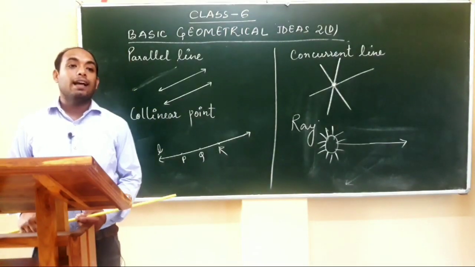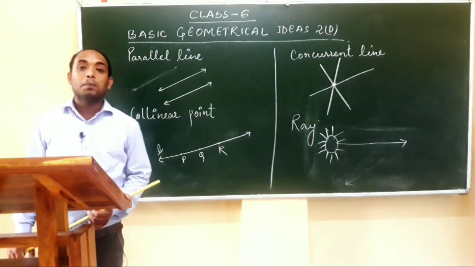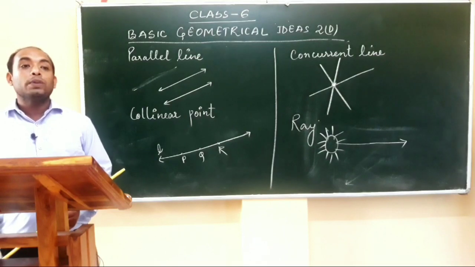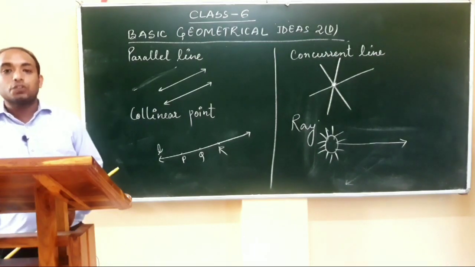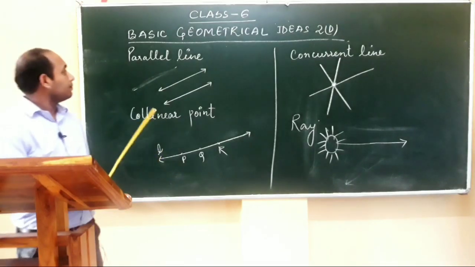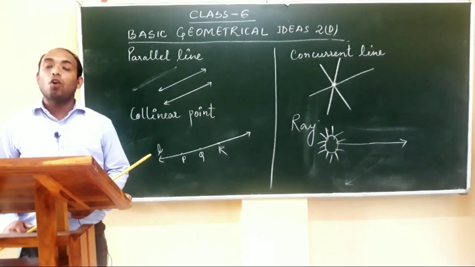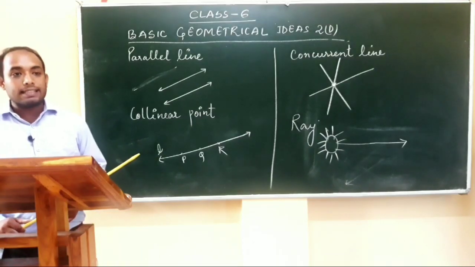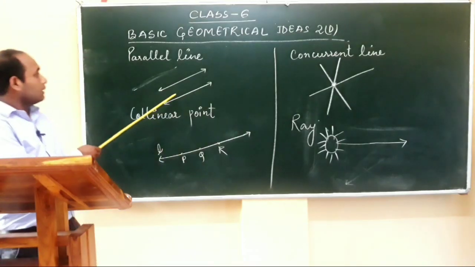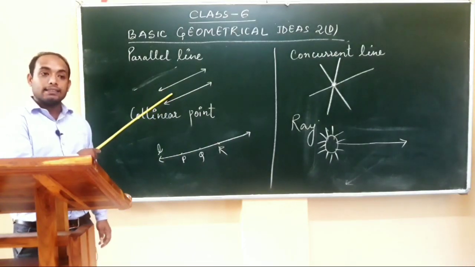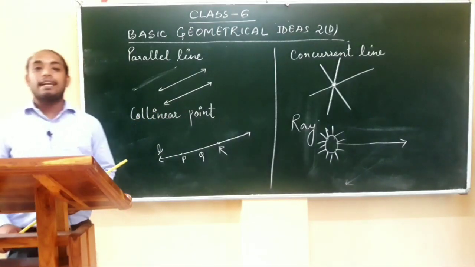Next, we will learn about parallel lines. What is parallel line? Lines which do not meet or intersect each other are called parallel lines. Lines are parallel if they are always the same distance apart and will never meet. See, it is a parallel line. They never meet. For example, railway track.